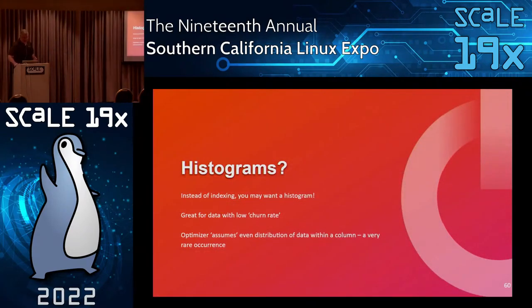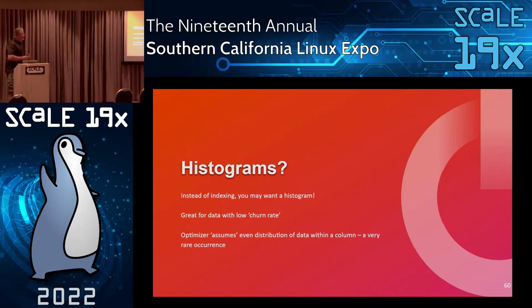Histograms. This is something that also came out with 8.0 that's an option instead of running indexes. Instead of indexes, histograms let you give more information to the optimizer without the overhead of an index. The only trouble is it's for data that doesn't churn, doesn't have a lot of changes to it. The more static, the better.